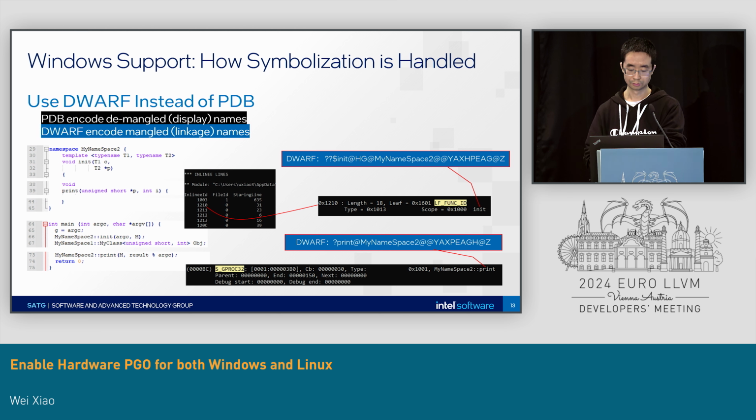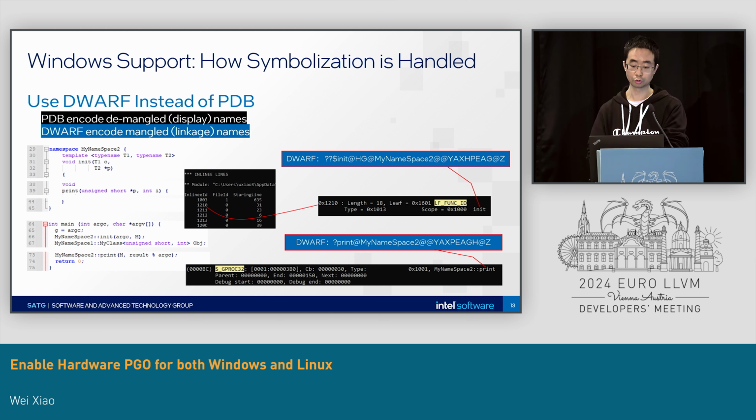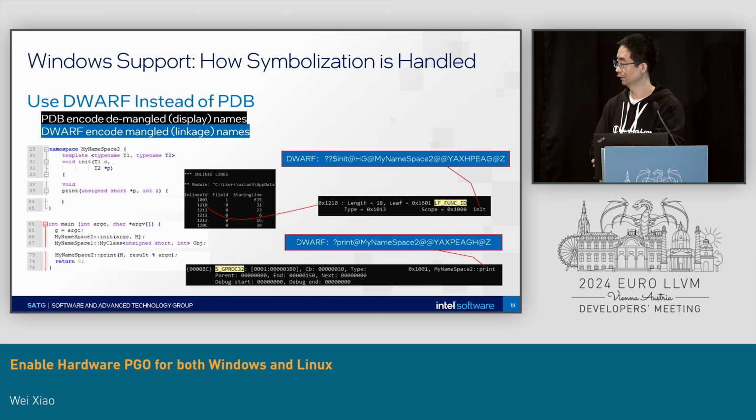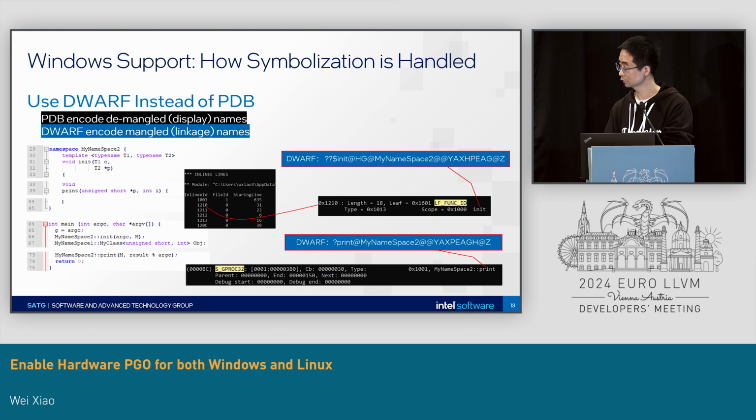So there are also other considerations, such as the discriminator support and the start function number support by PDB, which are not as good as the LLVM DWARF support for Windows. Since LLVM has supported DWARF on Windows very well, we just use it for symbolization.